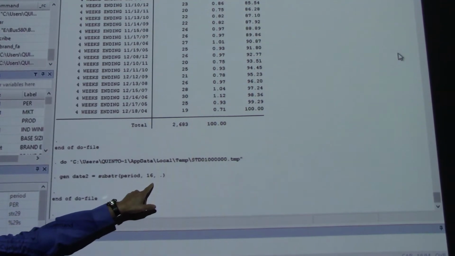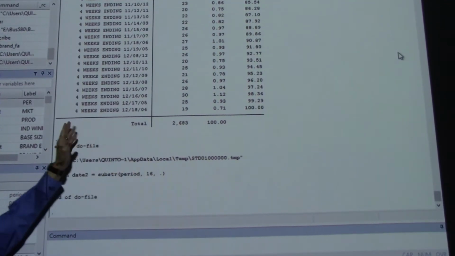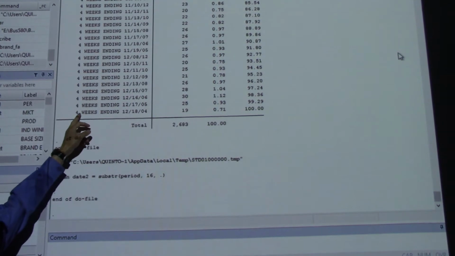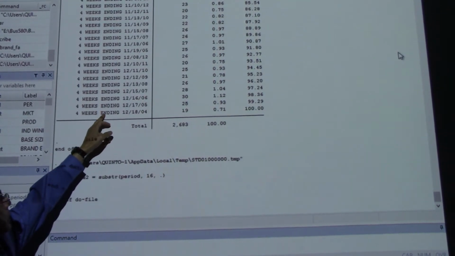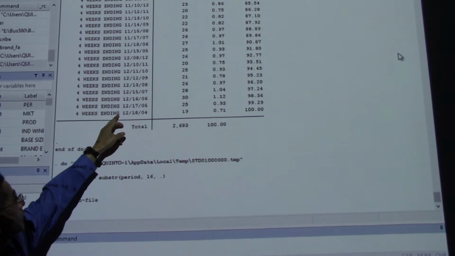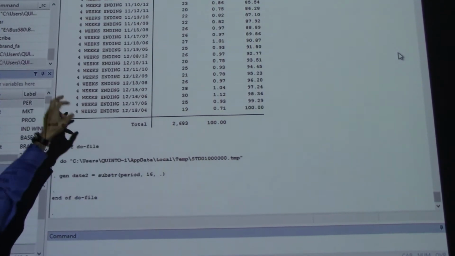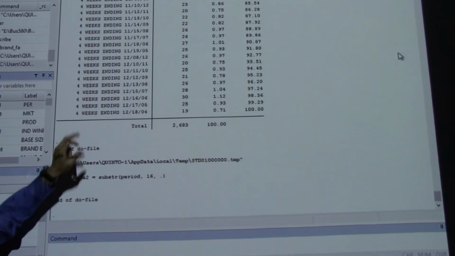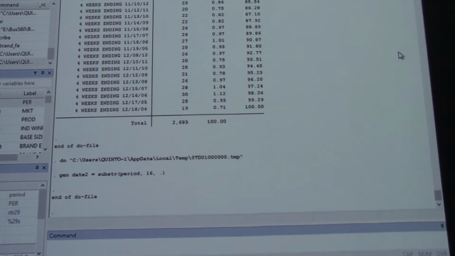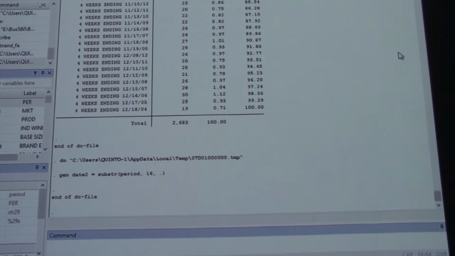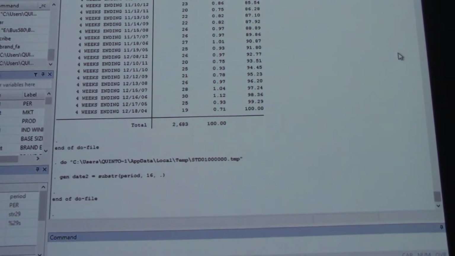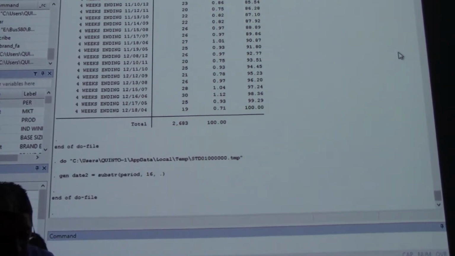After the 16th space. So think 1, 2, 3, 4, 5, 6, 7, 8, 9, 10, 11, 12, 13, 14, 15, and then there's another one up there that's 16. So after the 16th space, pull that out and just give me that. That's basically what that command is doing. It's actually a pretty cool command.